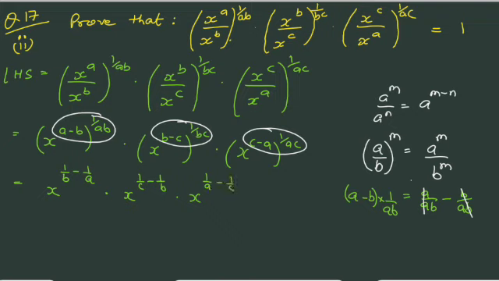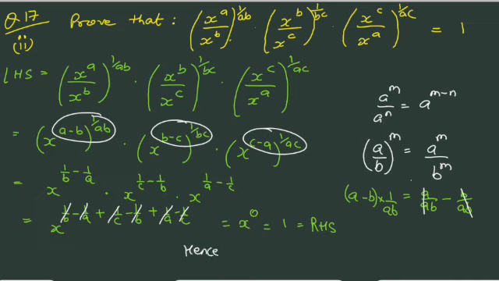Same base in multiplication. Add the powers. X raised to 1 upon b minus 1 upon a plus 1 upon c minus 1 upon b plus 1 upon a minus 1 upon c. Any number raised to 0, answer is 1, which is the right hand side of the given equation. Hence, the given question is proved.